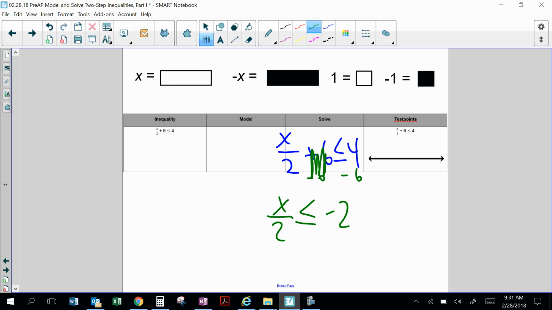Negative 6 is negative 2. Is x isolated on the left side? No. What's the inverse of divide by 2? Times 2. This cancels. X is less than or equal to negative 4.